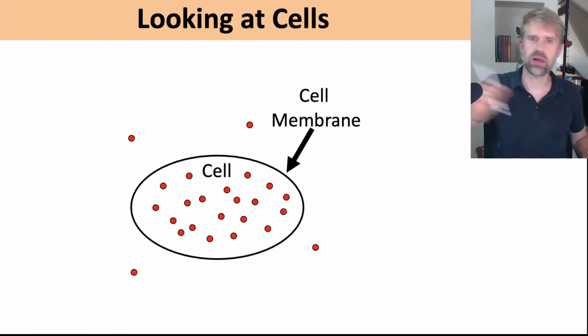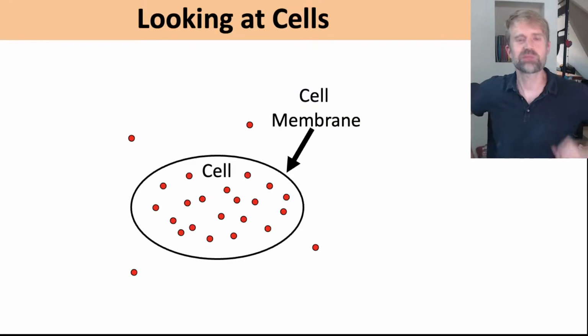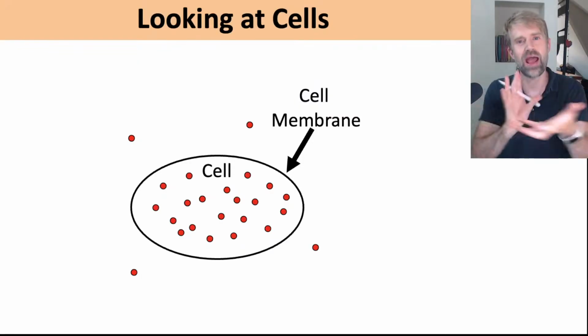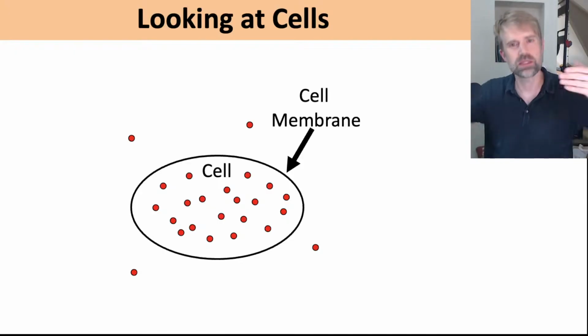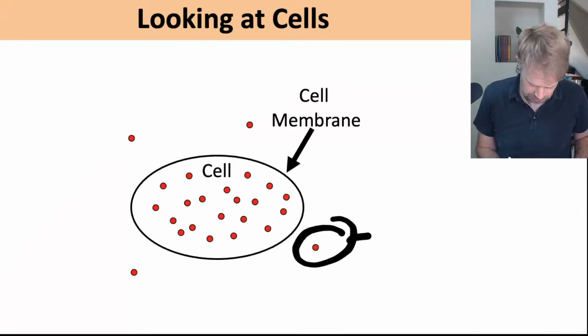The line around that cell is my cell membrane. Remember, the cell membrane is like a sort of saran wrap, a layer that surrounds a cell. What I always like to say about the cell membrane is it keeps the insides in and it keeps the outsides out. That's why a cell has a cell membrane. Inside in, outside out.